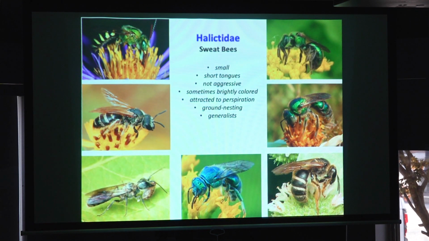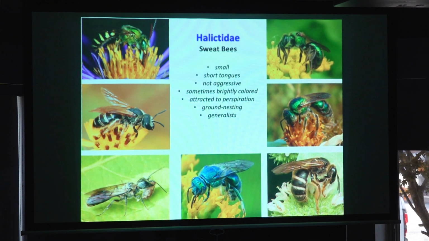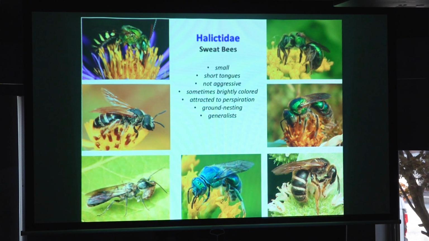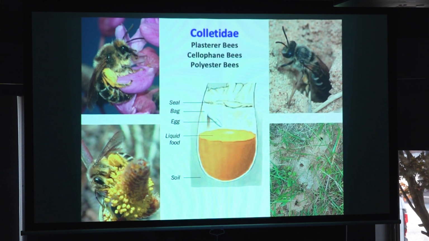The sweat bees are often colorful. They're small. They have short tongues. They're not aggressive because they're solitary. Sometimes they're called sweat bees because they're attracted to perspiration. Ground nesting, right? And 70% of our bees are ground nesting, and they are generalists.